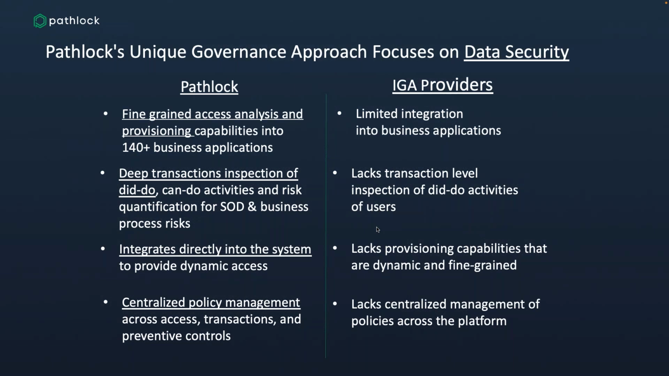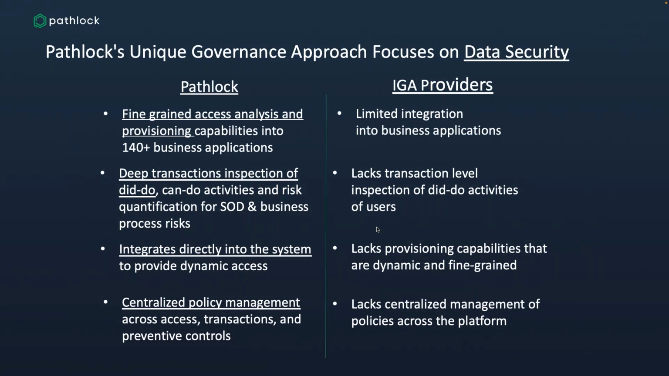When you talk about some of the IGA providers, it's limited integration, especially when you're talking about basing those events upon a true ERP system and record of source. We also have deep transactional inspection of did do, can do analysis. The difference between did do and can do is this: here are the roles and permissions, this is what this user can do.